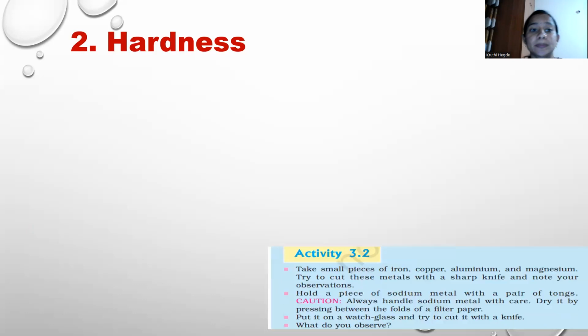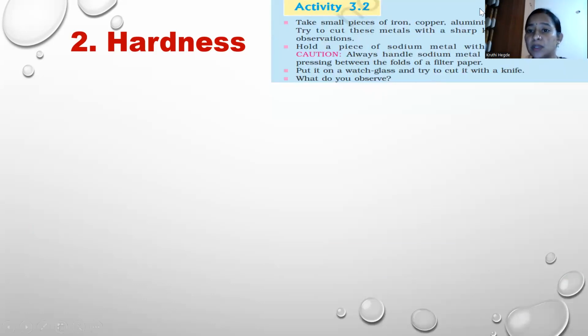Generally, metals are hard. So if you take small pieces of iron, copper, aluminium and magnesium, and if you try to cut these metals with sharp knife, and note its observation, you will be able to note that pieces of iron, copper, aluminium or magnesium cannot be cut that easily with knife. Okay, but hold a piece of sodium with a pair of tongs and try to cut it. We should always handle sodium with utmost care. The reason we'll discuss in coming slides, but I'll give you a hint because that's most reactive.